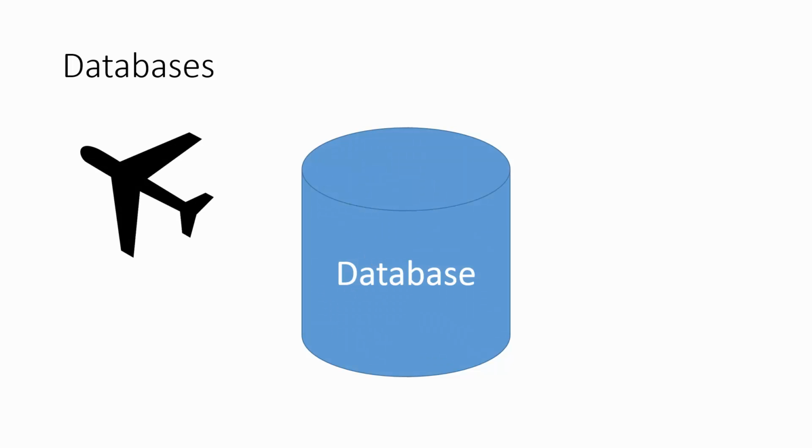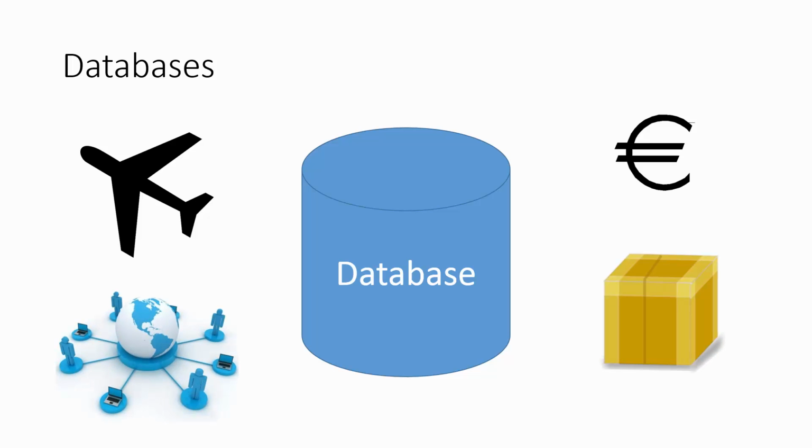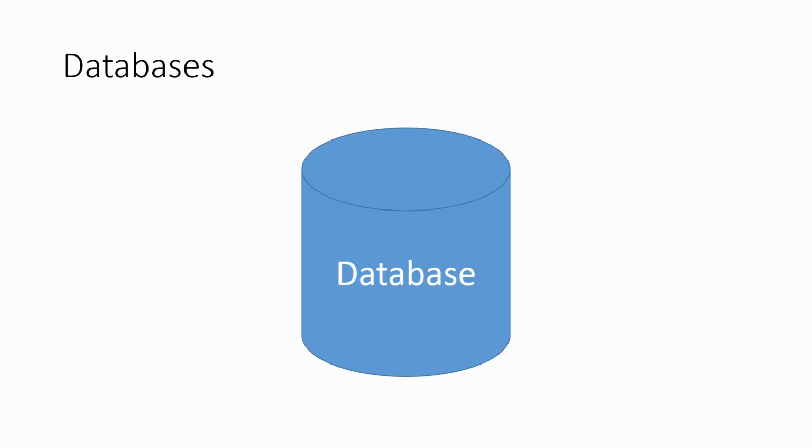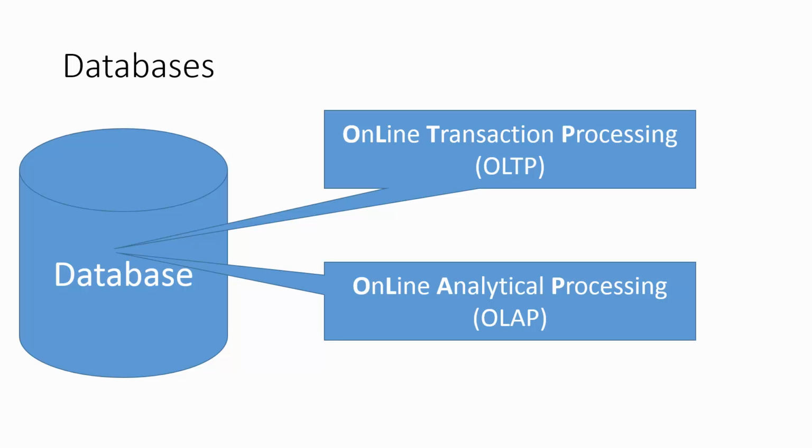So databases are used in a wide variety of fields, and they're typically optimized around the workloads that they're expected to perform in. For example, databases are used in airline reservation systems, financial and banking systems, inventory management, and also in internet services. Now, databases can be broadly classified into two types. There's OLTP, which is the online transaction processing systems, and there's OLAP, or online analytical processing systems.